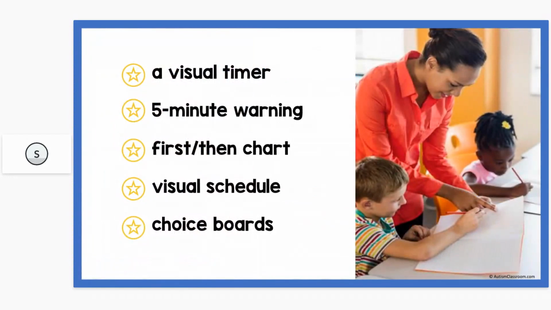So sometimes it's just within that same activity that students are not able to transition to the next thing. But when that occurs, you can think of using things like this to help them. A visual timer, a 5-minute warning, a first then chart, a visual schedule that is different from the class schedule. You might need a visual schedule for that actual activity. And then choice boards again.